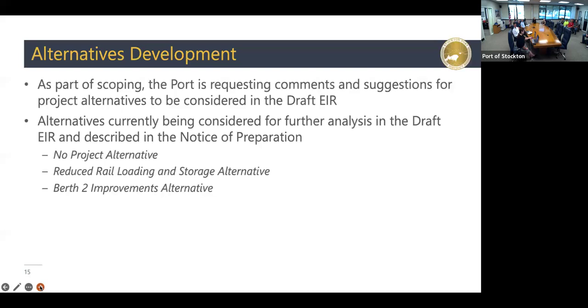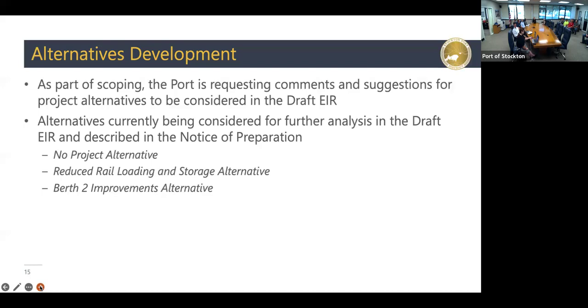An EIR must describe a reasonable range of alternatives to a project that could feasibly attain most of the basic project objectives and would avoid or substantially lessen any of the project's significant effects. The port is currently considering 3 alternatives for detailed analysis in the draft EIR.